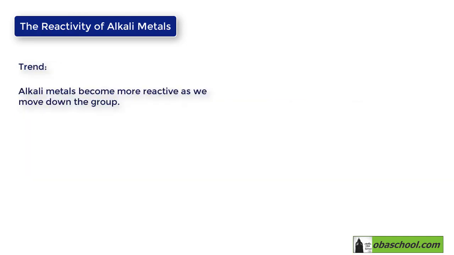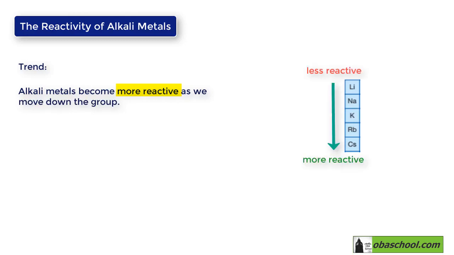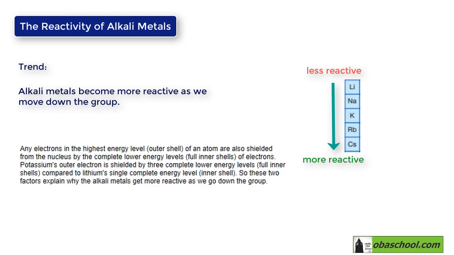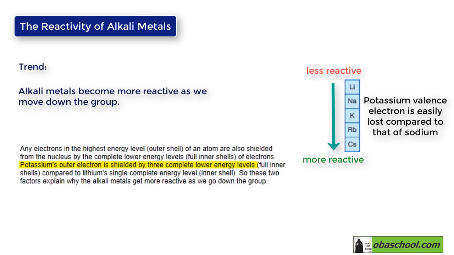There's a trend in alkali metals. They get more reactive as we go down group number 1. This means that potassium, for example, is more reactive than sodium because it's below sodium in group number 1. This actually means that the outer electron in potassium is lost more easily than the outer electron in sodium or even lithium. The rationale behind this is that if an electron is further from the attractive force of the nucleus, it's easier to remove it from the atom.